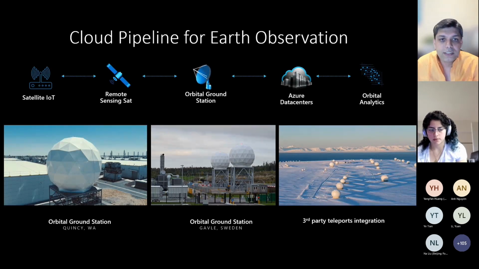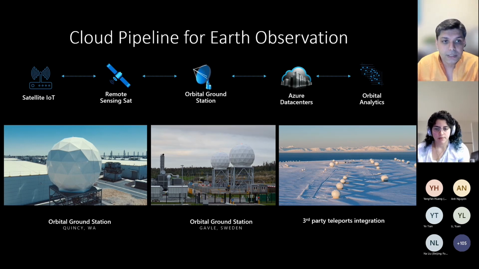As these satellites go to space, what does a typical pipeline look like for getting images or sensor data from anywhere on the planet to our data centers? These days, through Azure Orbital, we've built ground stations that are co-located with these data centers. One of them you're seeing here is in Quincy.